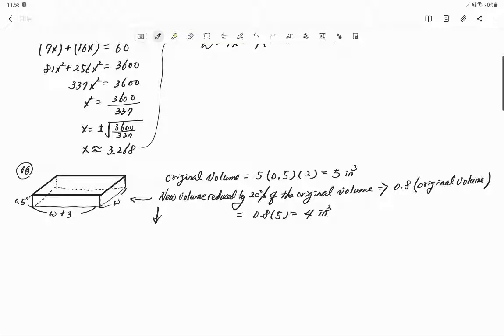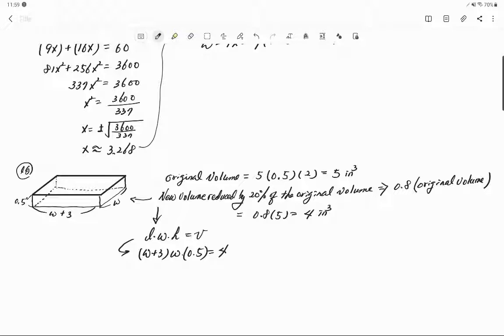Then the volume formula: what's the volume of a rectangular prism, a box? The volume is length times width times height. That is the volume, right? So the length of the new bar is W plus 3, the width is W, and the height is 0.5. So this product should be 4 cubic inches. Can you see it?